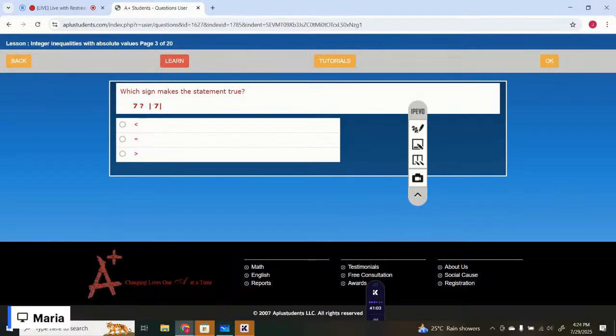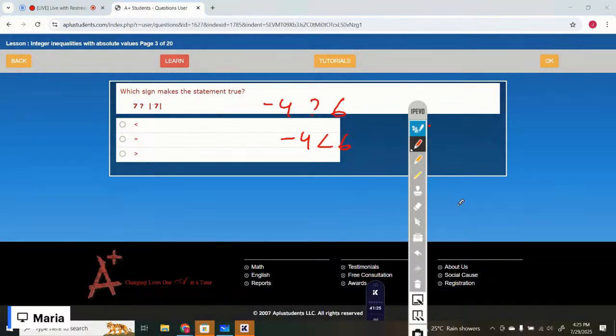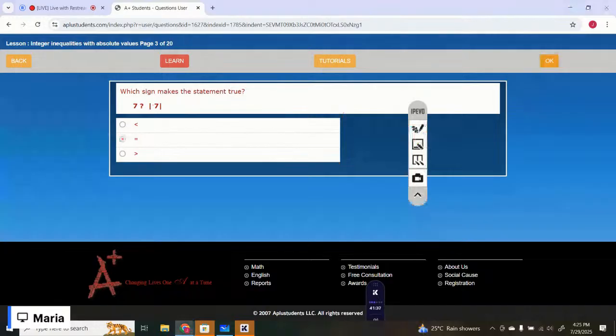Which sign makes the statement true? 7, you need to compare it to the absolute value of -7. Absolute value of -7 is 7. So 7 is equal to 7. Option 2 is the correct option.